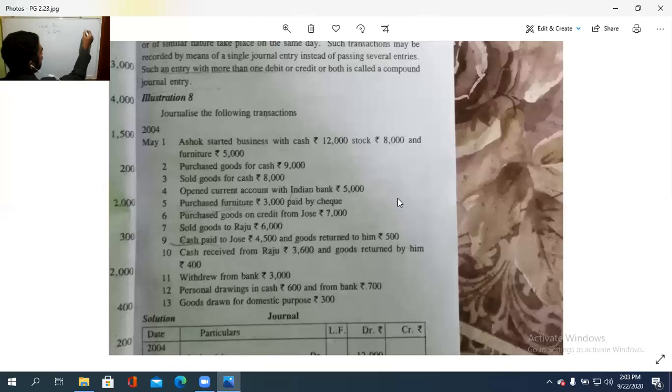Jos debtor to cash 4,500 to purchase returns 500. So how much it is? 5,000. Cash paid to Jos is 4,500 and goods returned to him, purchased goods returned, that is purchase returns. So Jos debtor to purchase returns and Jos debtor to cash.